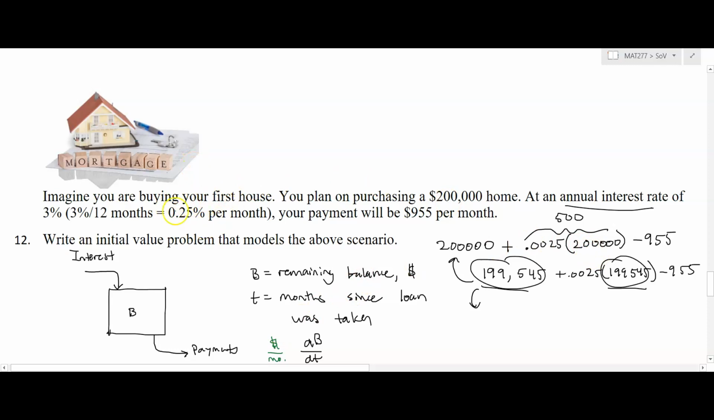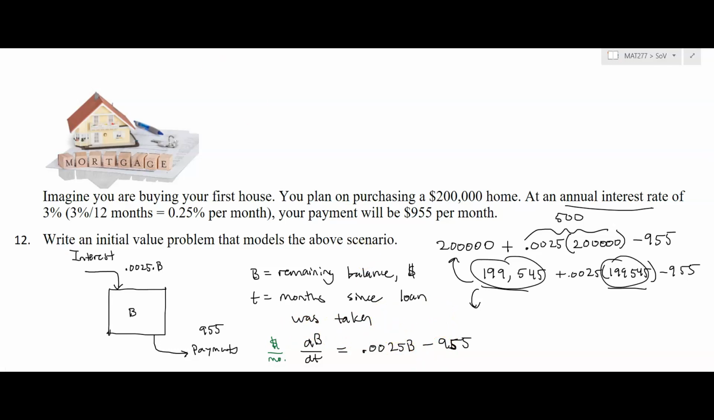So what's coming in terms of dollars per month? Well, it's 0.25% of whatever our current balance is. So we have to take 0.0025 times whatever our balance is, but that balance is always changing, though the remaining balance at any given moment is given by the variable b. Your payments, which is what's coming out, is always $955 per month. And so in this case, if we take the net rate, what's coming in, the rate in, which is 0.0025b, minus what's coming out, which is the 955, both of which are in dollars per month.